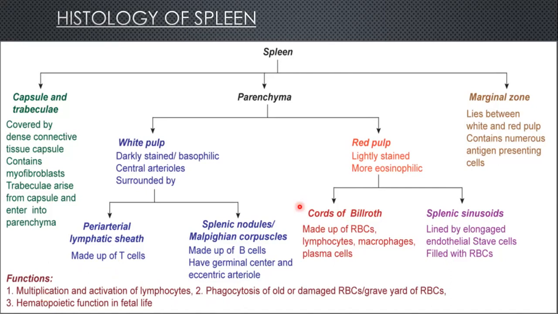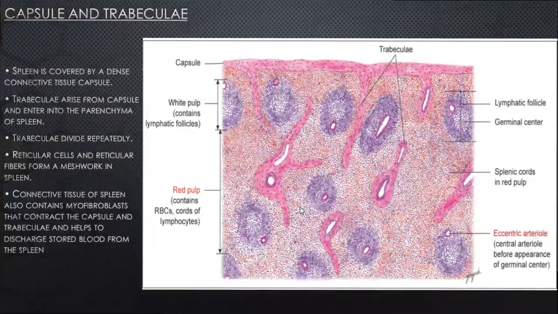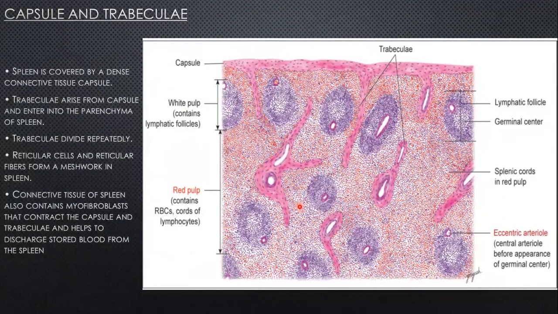So now let's look at each and every one individually. Capsule and trabeculae, that is the stroma. Now the spleen is covered by a dense connective tissue capsule. Then trabeculae arise from the capsule and enter into the parenchyma of the spleen. And the trabeculae usually divide repeatedly. Then reticular cells and reticular fibers form a meshwork in the spleen. Now, connective tissue of the spleen also contains myofibroblasts. These are contractile cells that contract the capsule and the trabeculae and help to discharge stored blood from the spleen.